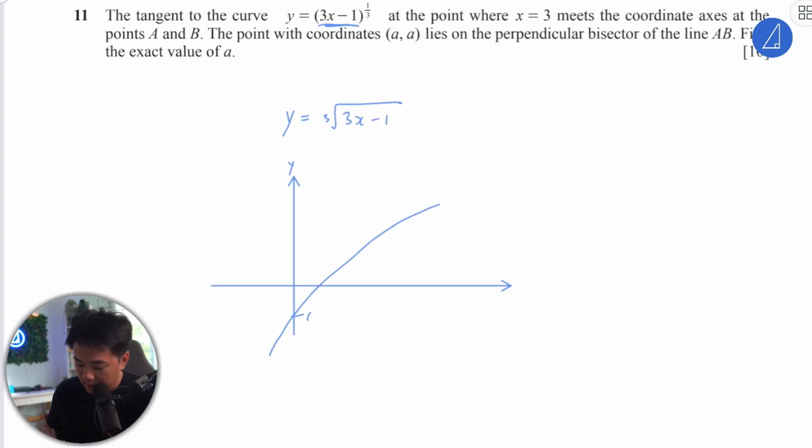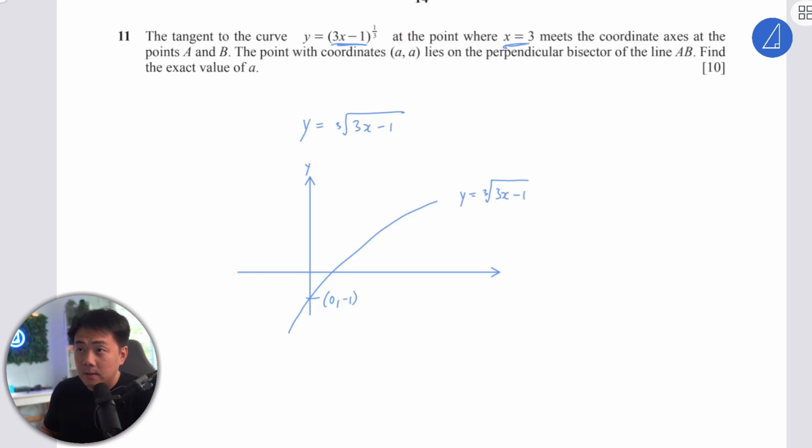So x is 0, this is -1. We know that when x is 0, we'll get -1, so it will cut the axis here. Okay, so this is y equals cubic root of 3x minus 1. Okay, let's look at the next one.